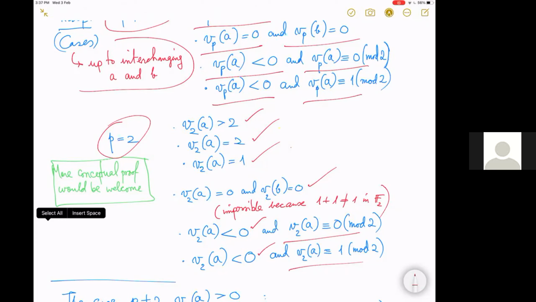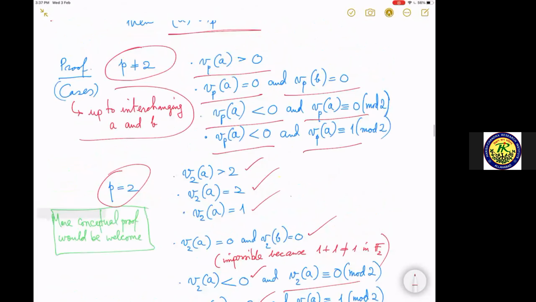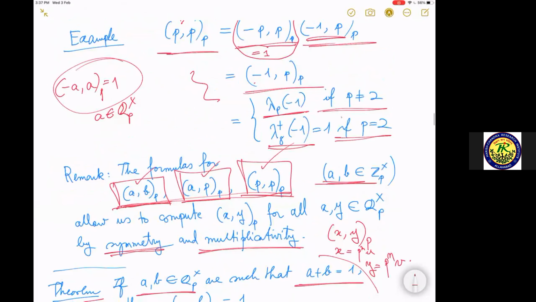Is there a link between this quadratic Hilbert symbol and the Legendre symbol, which just keeps track of squares modulo p? No, but that's exactly what I explained. Yes, there is. For odd p, you see, the Legendre symbol is there only for odd p.